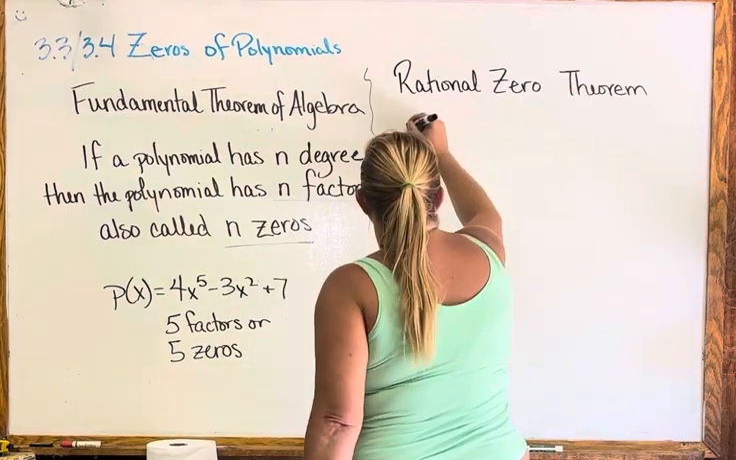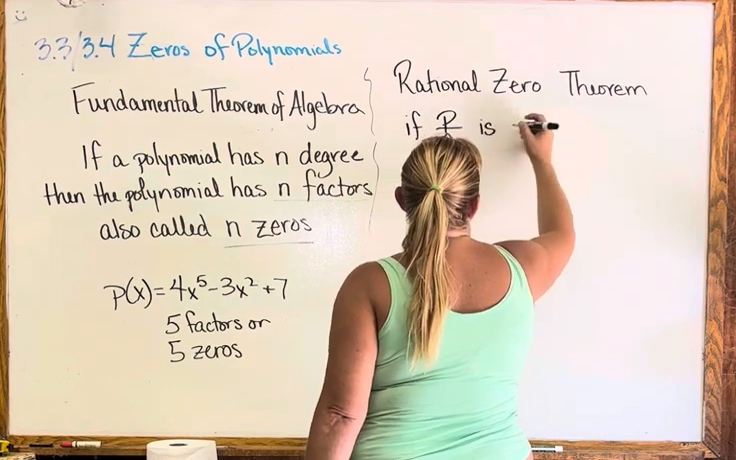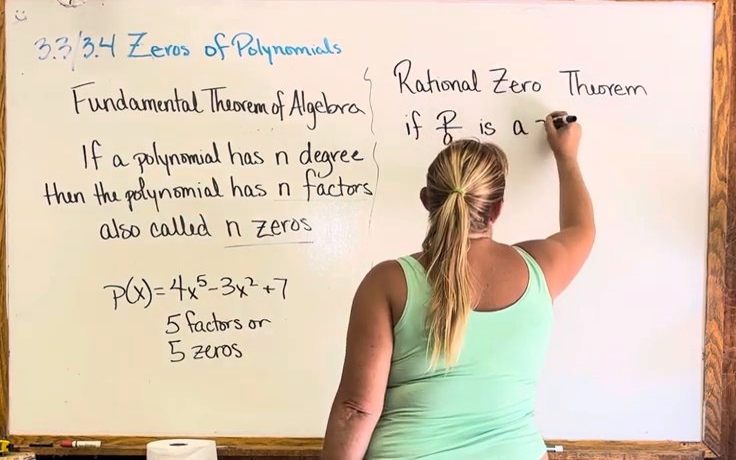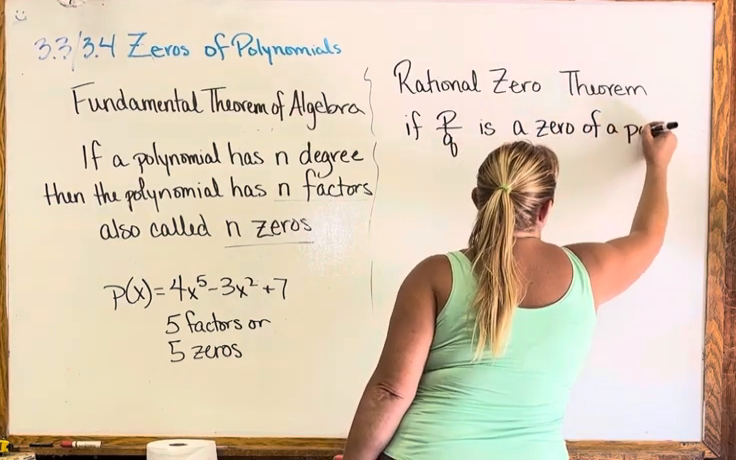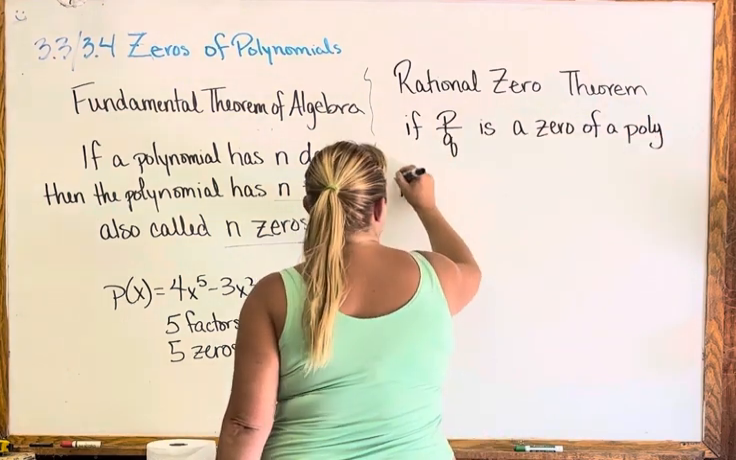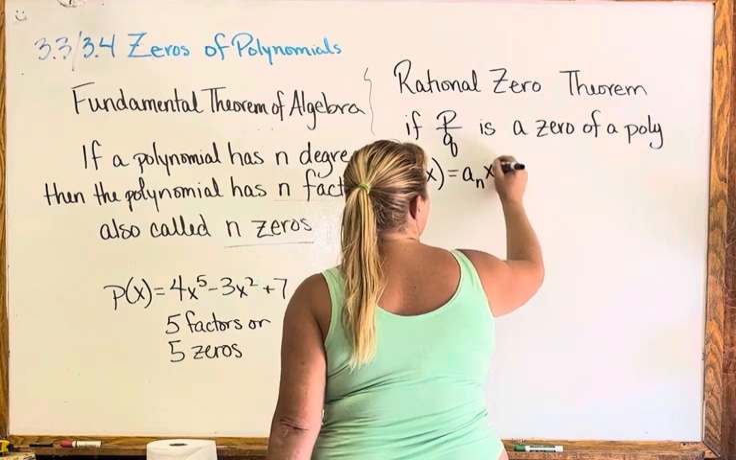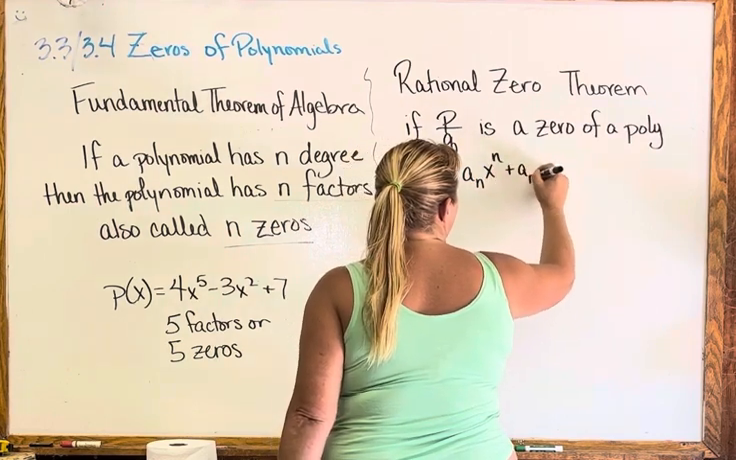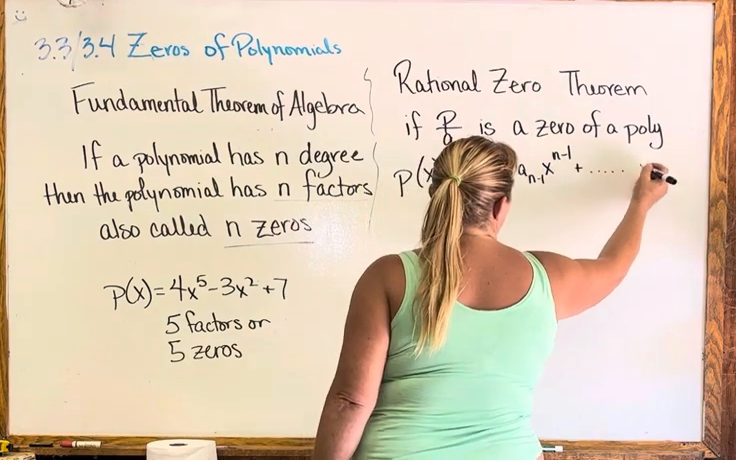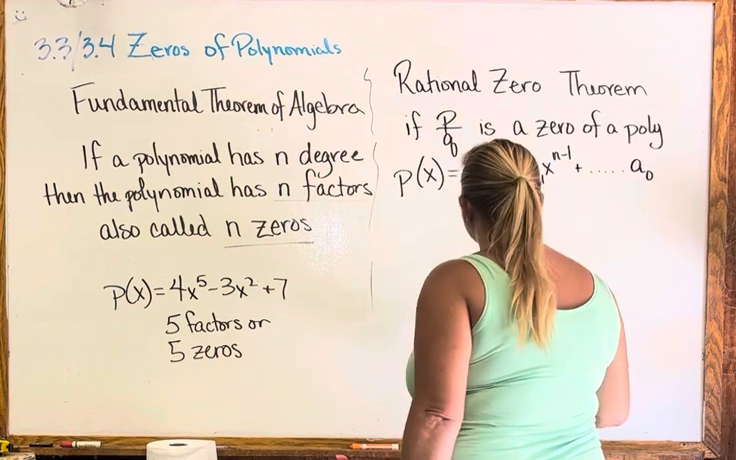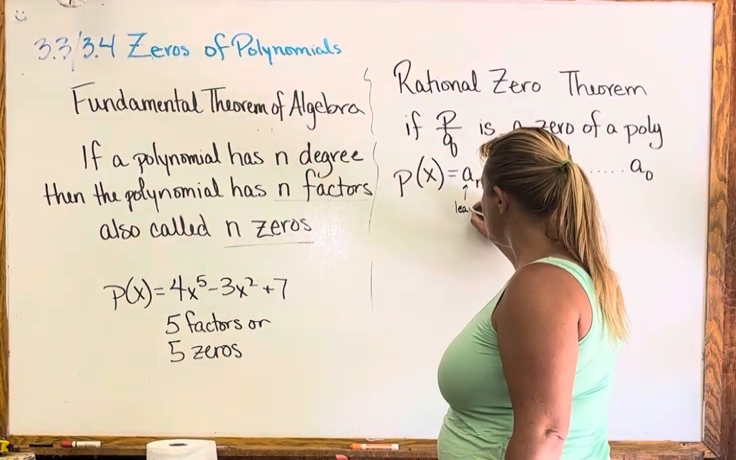So the rational zero theorem says this: if P over Q is a zero of a polynomial, and I'm going to write this out, so it's a little weird, P of x equals a sub n x to the n plus a sub n minus 1 x to the n minus 1, dot dot dot, a sub 0. So here we have the leading coefficient.